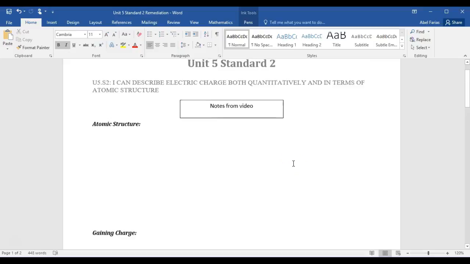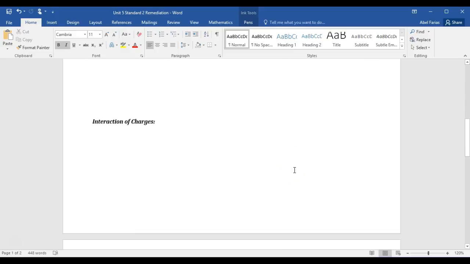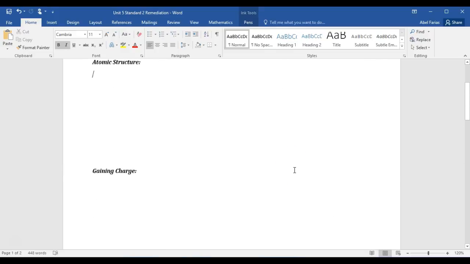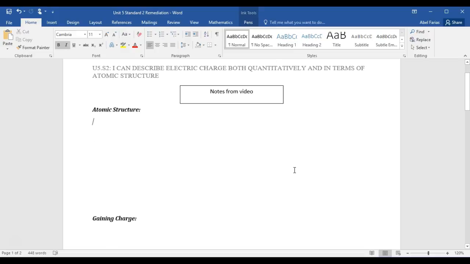Okay, class, so we are going to go over Unit 5, Standard 2. Now, this talks about the I can statements. I can describe electric charge both quantitatively and in terms of atomic structure. So for here, we're going to need to know how charges interact and where charges come from. Now, all charges come from the atomic structure. Now, the atomic structure is essentially how all atoms are made up.